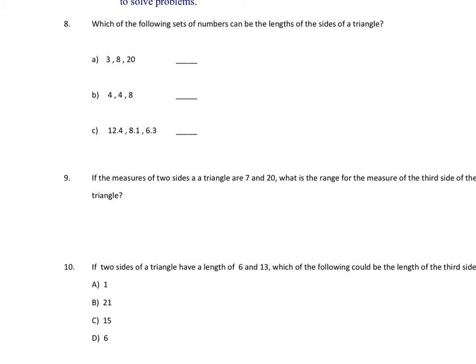Okay, we're going to pick a number. I like to pick the biggest. I always know that it's definitely bigger than 8 minus 3, the two smaller ones subtracted. I know that's always true. So really I just need to make sure that the 20 is less than the two other sides added together. 8 plus 3 is 11. So 20 is not less than 11.